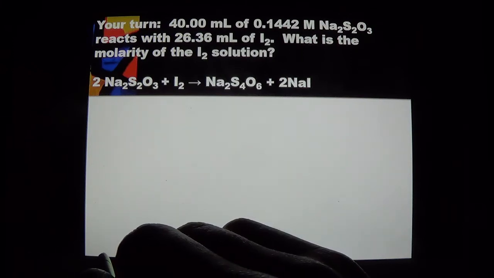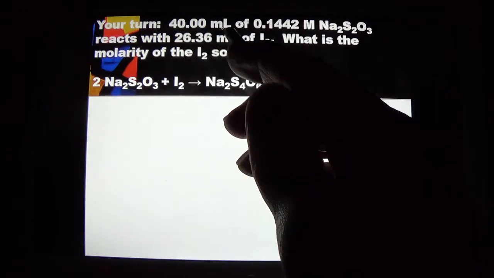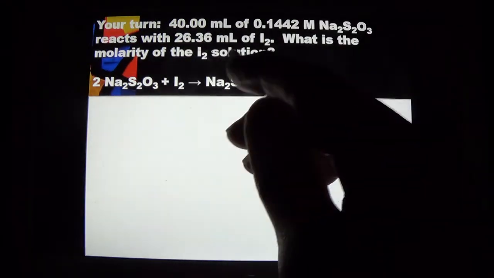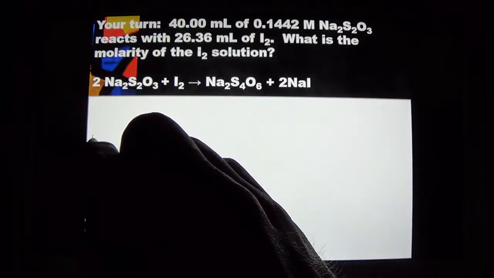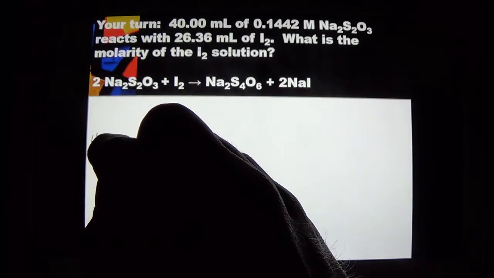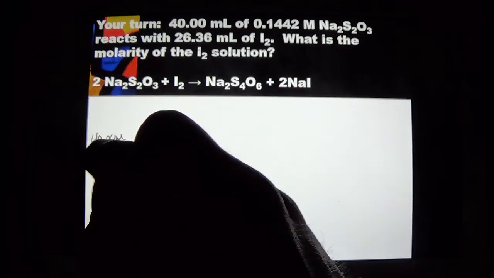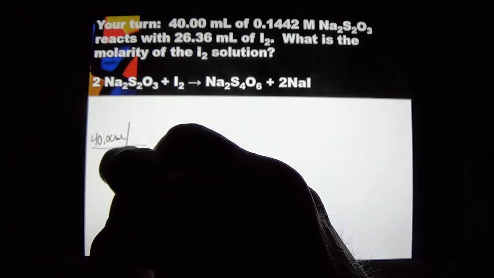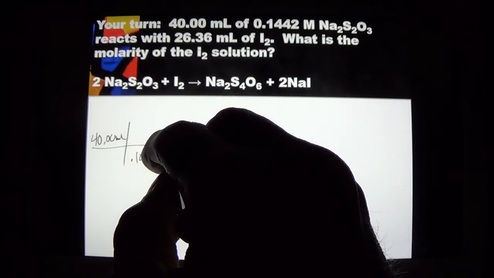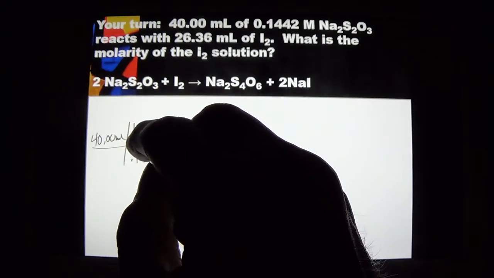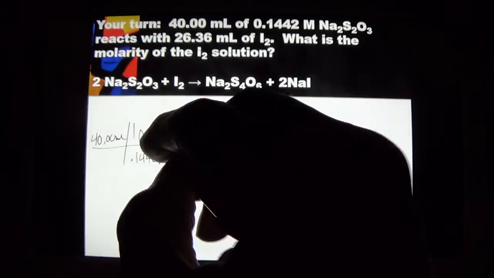Okay, so my complete information, notice I'm not even reading the question yet because I'm immediately recognizing I've got milliliters and molarity and milliliters. And so my completed information, I've got 40 milliliters of a 0.1442 mole per 1,000 milliliters.